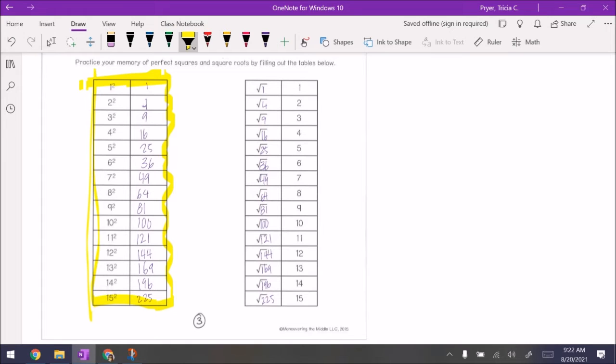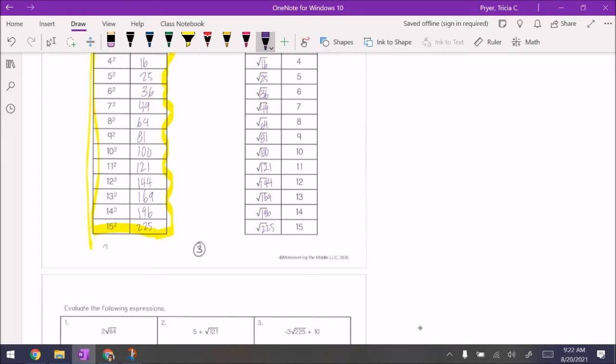Does anyone know what 20 squared is? 400. That's another good one to know because it will help you when we're estimating and approximating, which I guess is in 2 weeks. Does anyone know 21 squared? 441. Wow, how did you know?